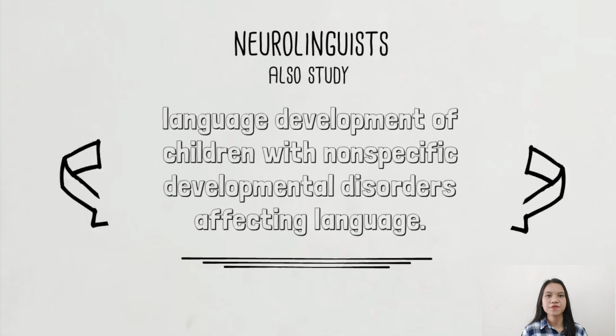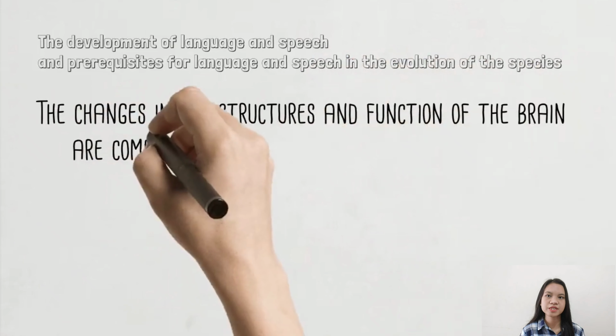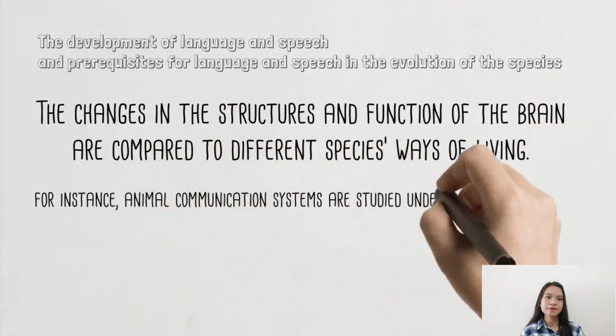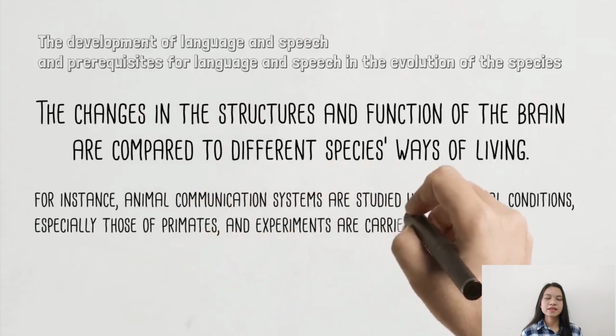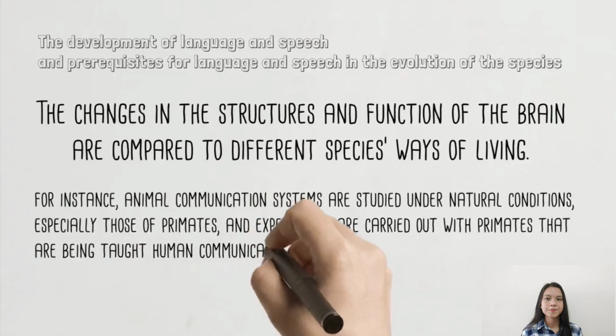Neurolinguists also study the language development of children with non-specific developmental disorders affecting language. The development of language and speech, and prerequisites for language and speech in the evolution of the species, also need to be considered by neurolinguists. The changes in structure and function of the brain are compared to different species' ways of living. For instance, animal communication systems are studied under natural conditions, especially those of primates. And experiments are carried out with primates that are being taught a human communication system.